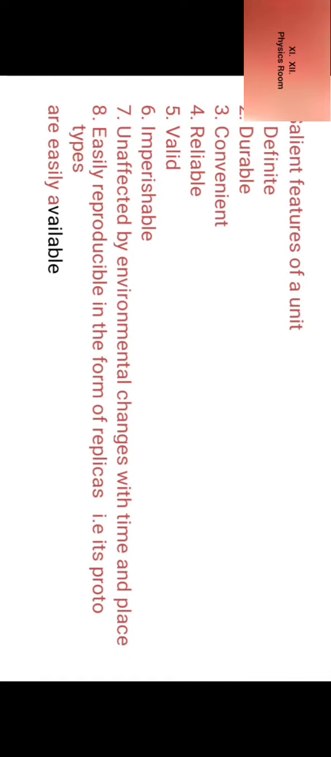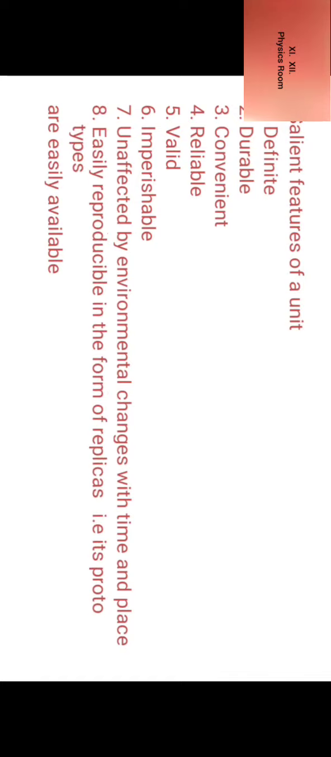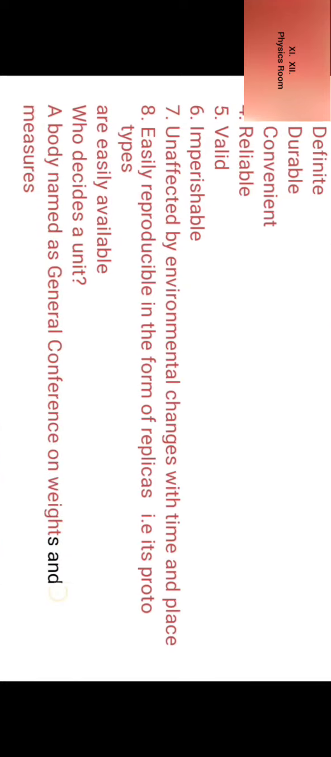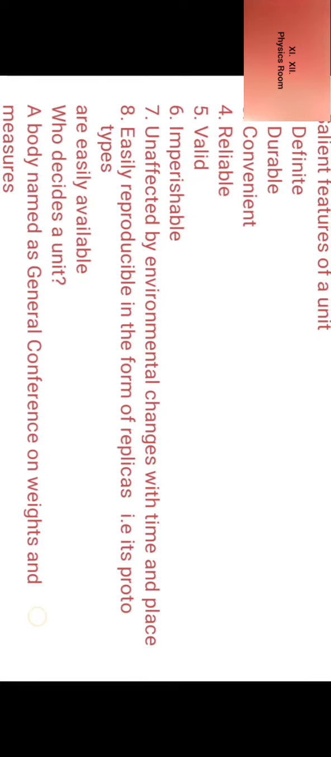So, these 8 characteristics a unit must have: definite, durable, convenient, reliable, valid, imperishable, unaffected by environmental changes with time and place, easily reproducible in the form of replicas, that is, the prototypes are easily available. Now, who decides a unit? A body named General Conference on Weights and Measures decides the unit of a particular physical quantity.